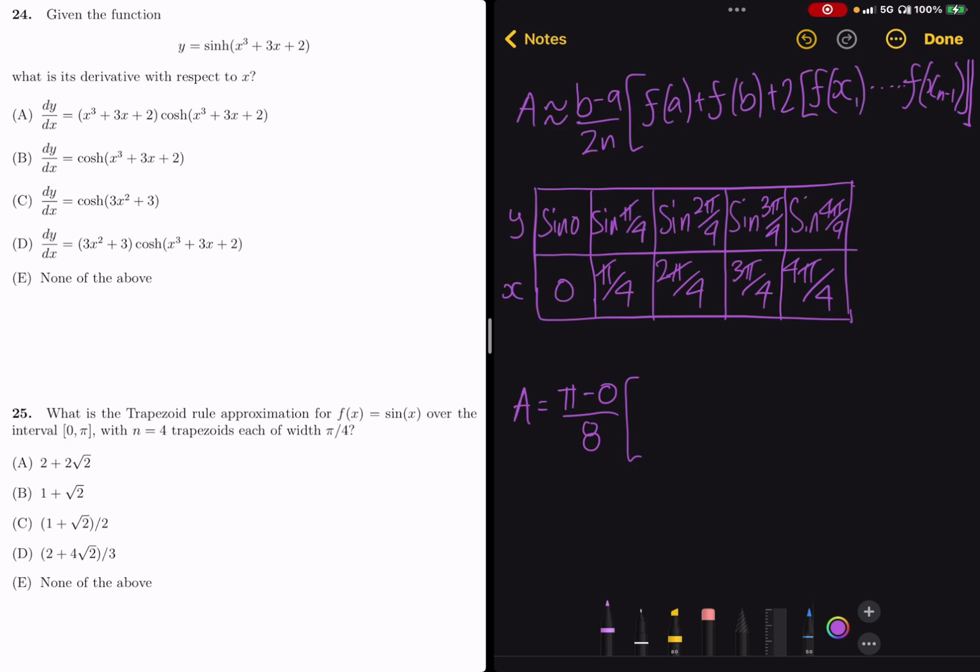So this will be the starting y value. So sine theta, which is sine of 0, plus sine of b, which is sine of 4 pi on 4, which is sine of pi. And then we need to add 2 times all of the other sine evaluations. So this is sine of pi on 4 plus sine of 2 pi on 4, which is sine of pi on 2, plus sine of 3 pi on 4. And this has double brackets at the end closing this.